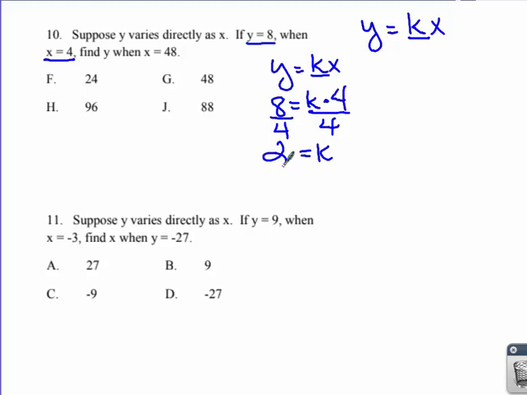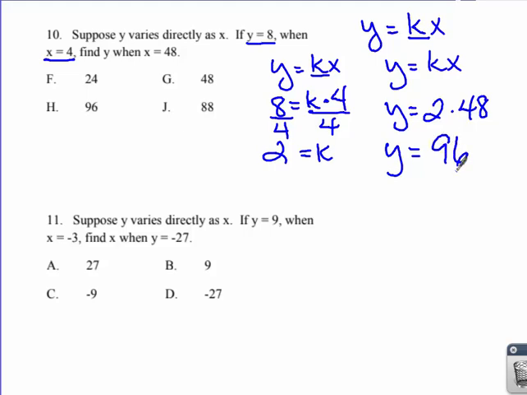Right? So now I have to find y when x is 48. Okay, so I'm going to use the formula again. Y is equal to kx. So I'm going to substitute in my k value for k and 48 for x. So y is equal to 2 times 48. That tells me that when x is 48, I multiply these two together, and I get 96. So I'm looking for my answer. My answer is H. Number 11, we're going to do the same thing again.